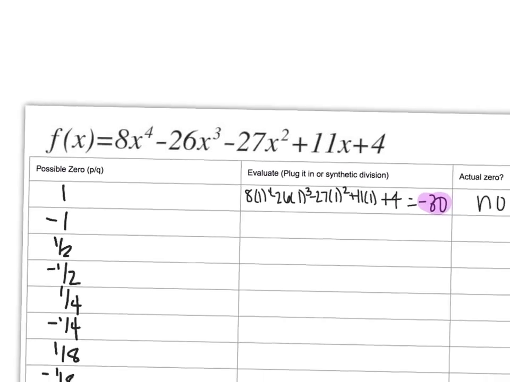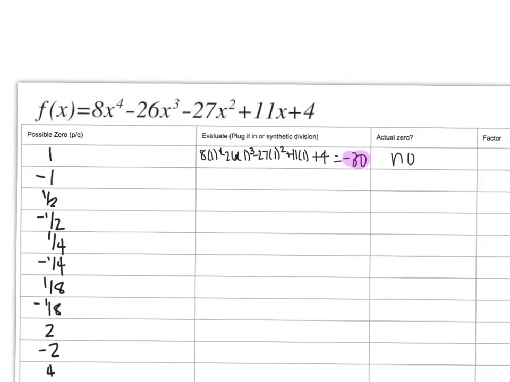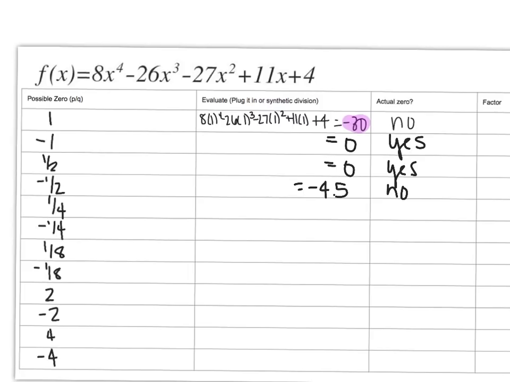So I'm going to do the same thing. I'm going to plug in -1. Well, guess what? When you plug in -1, you get 0. So that is an actual 0. Okay, then I'm going to plug in 1/2. And when you plug in 1/2, you get 0. So yes, it's a 0. And then I'm going to plug in -1/2, which gives me -4.5. Is that a 0? Nope.